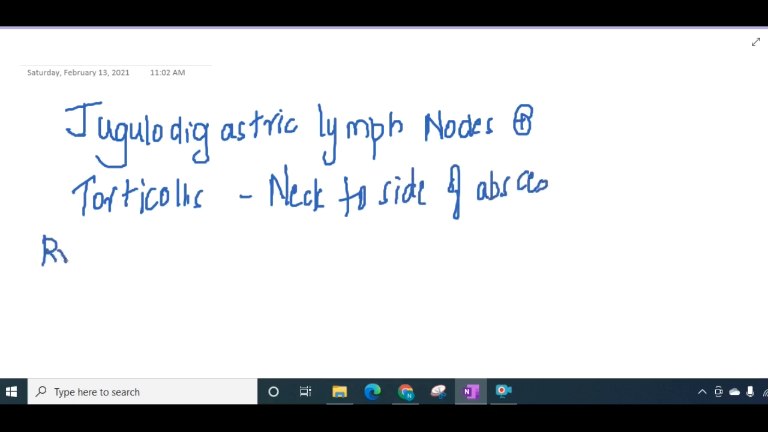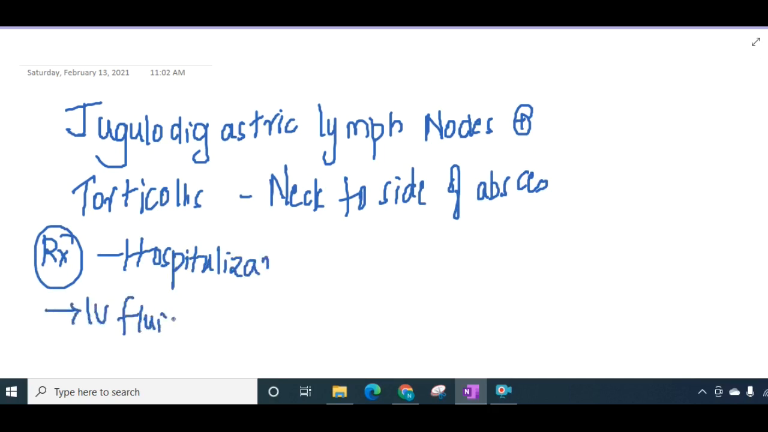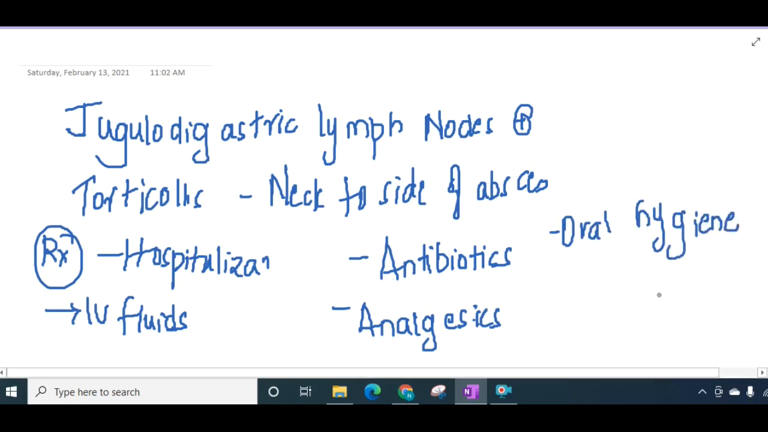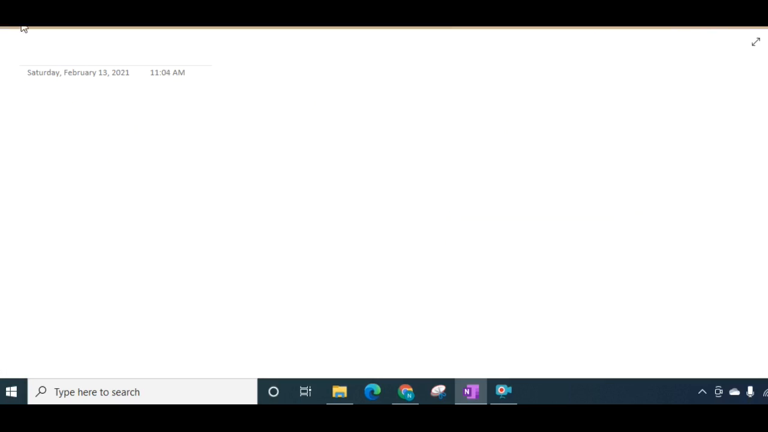Now the treatment of quinsy. You should hospitalize the person first and foremost, and because there is a chance of dehydration, we should give IV fluids to the patient, and as it is caused by an infection, you should give antibiotics. As it is a very painful condition, we give analgesics like paracetamol to relieve the pain, and you have to maintain oral hygiene to prevent the spread of infection to other sites. Most important, incision and drainage of the abscess should be done.